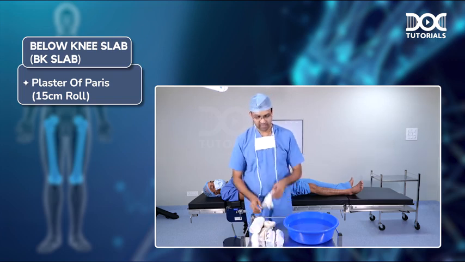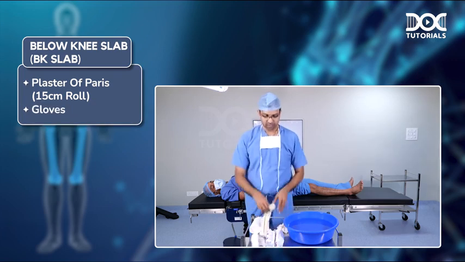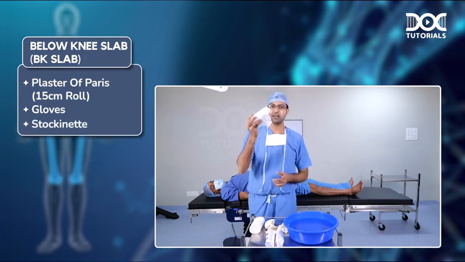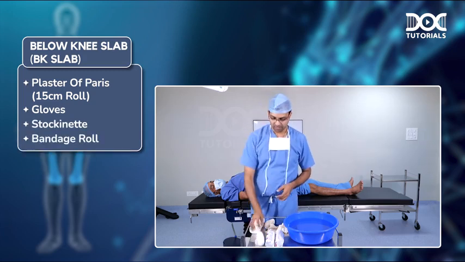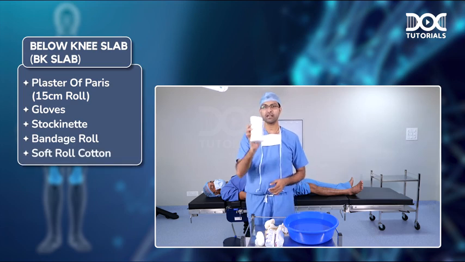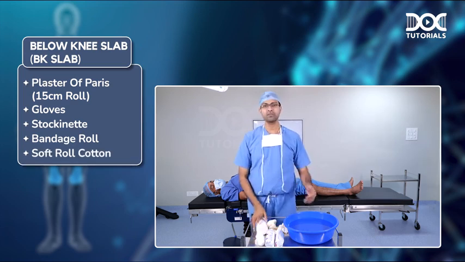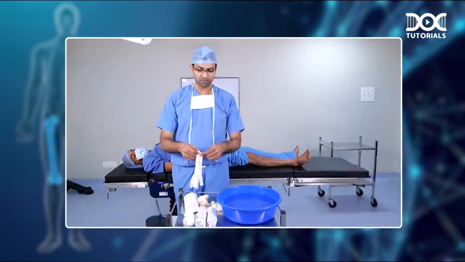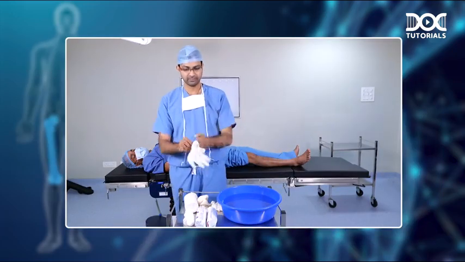Then you need a pair of gloves. Then you need something known as a stockinette. Then you need a bandage roll. Then you need soft roll cotton like this. And obviously you will also need some water for immersing the POP. So first thing you do is obviously to apply the gloves.